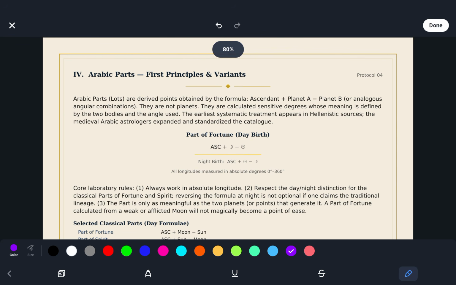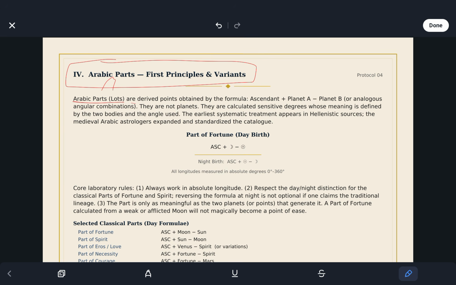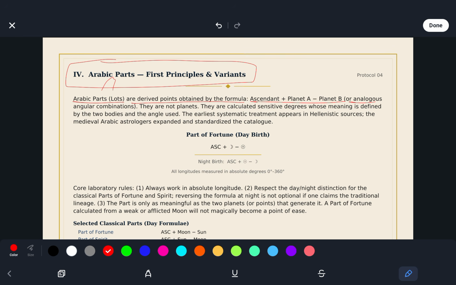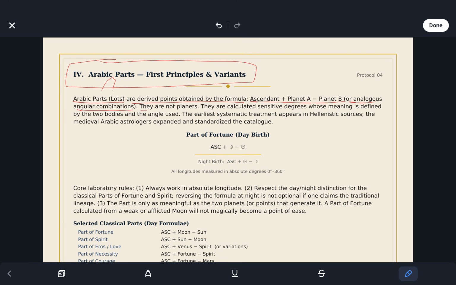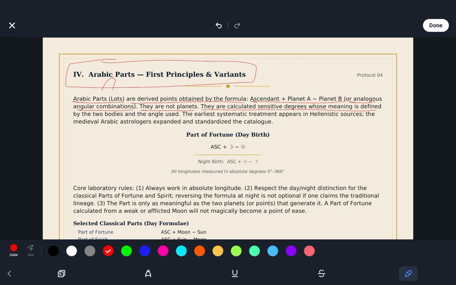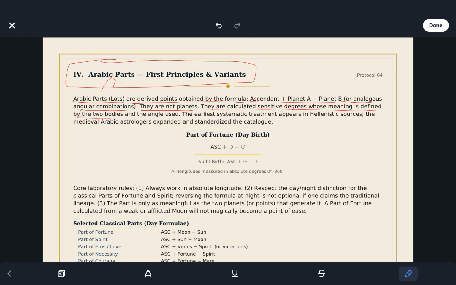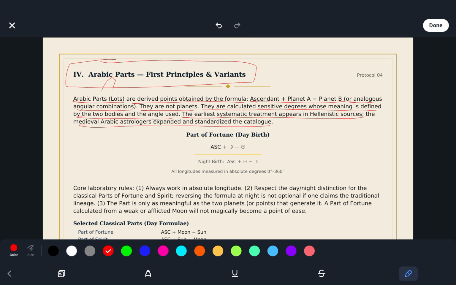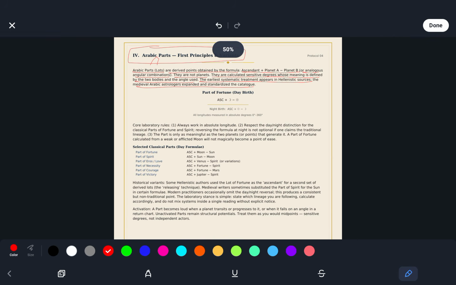In Arabic parts, we're looking at first principles and variants. Arabic parts, or lots, are derived points obtained by the formula ascendant adding planet A subtracting planet B, or analogous angular combinations. They are not planets, they are calculated sensitive degrees, whose meaning is defined by the 2 bodies and the angle used. The earliest systematic treatment appears in Hellenistic sources. The medieval Arabic astrologers expanded and standardized the catalog.